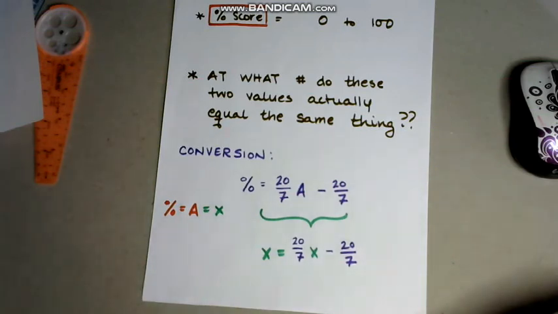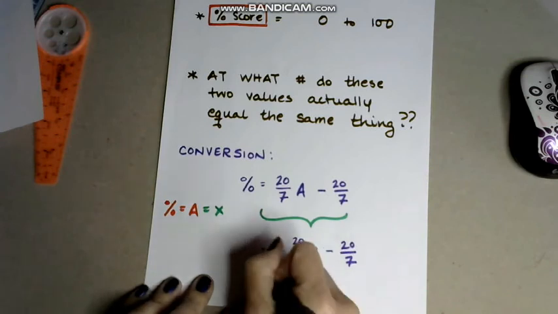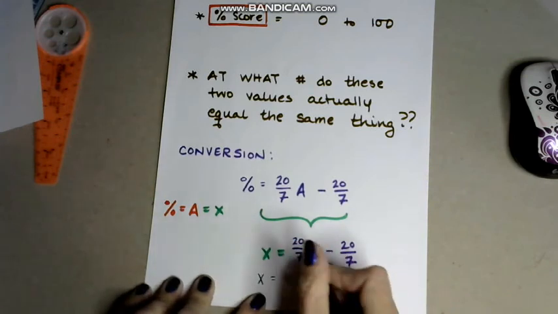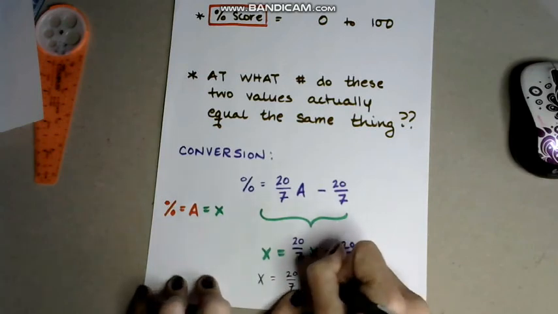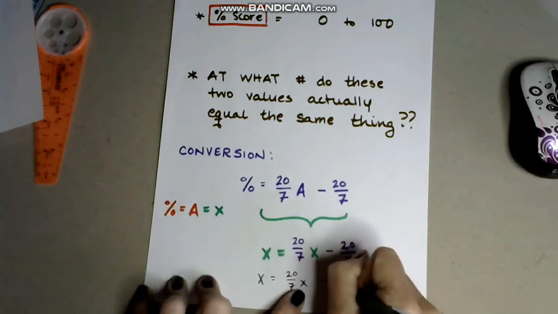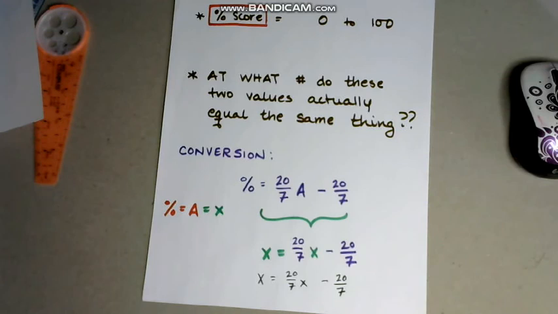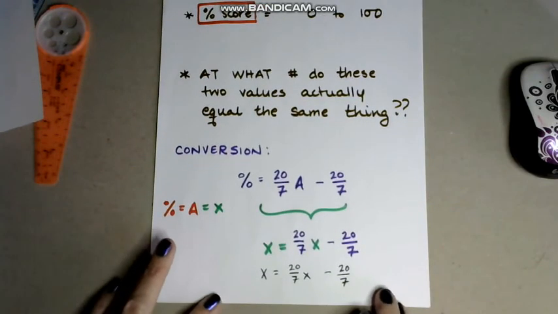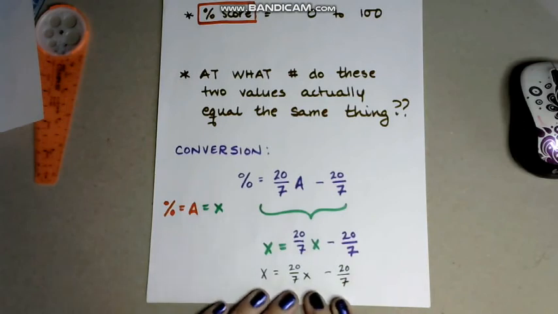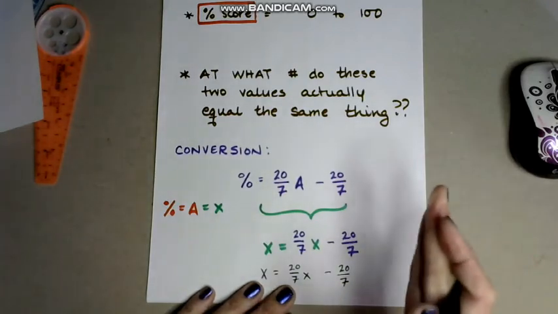Is it hard to see when it's all in different colors? You are going to solve this equation: x equals 20 over 7 x minus 20 over 7. I'm going to pause, and I want you to solve for x. I'll make it a multiple choice question, but it is imperative that you understand how to calculate this on your calculator. So here's your question now.